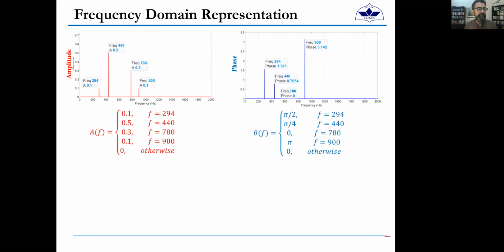Can I combine the amplitude and the phase into one compact representation of a number? Anyone? I mean, feel free to type it up if you're shy to unmute yourself, which you should not be.